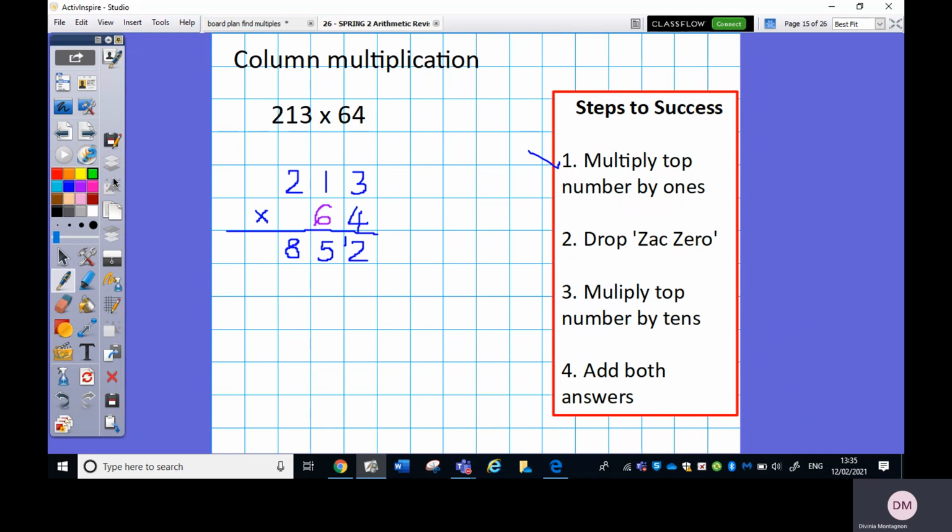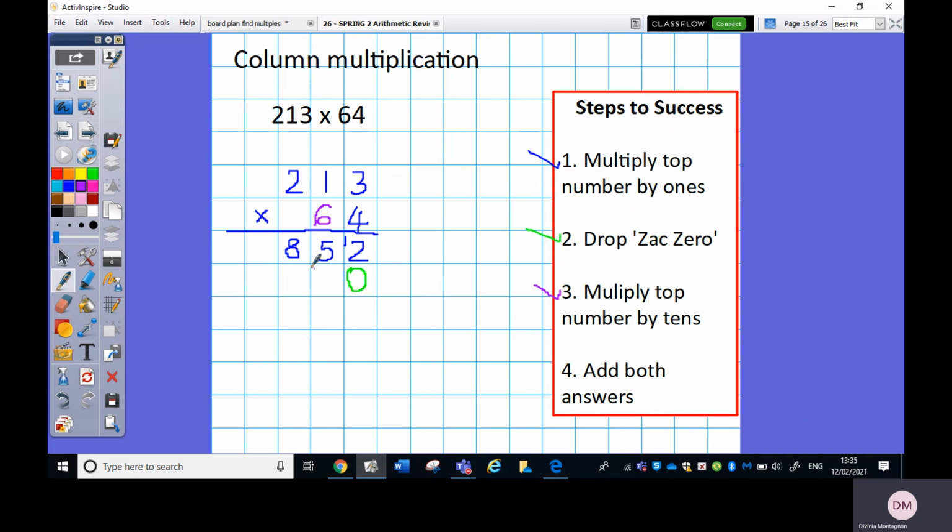Can you read it out for me? Good. I need to drop the 0. So I'm dropping the 0 in the ones. Now I need you to read out step 3 for me. Good. Multiply the top number by 10. So here's my 10.